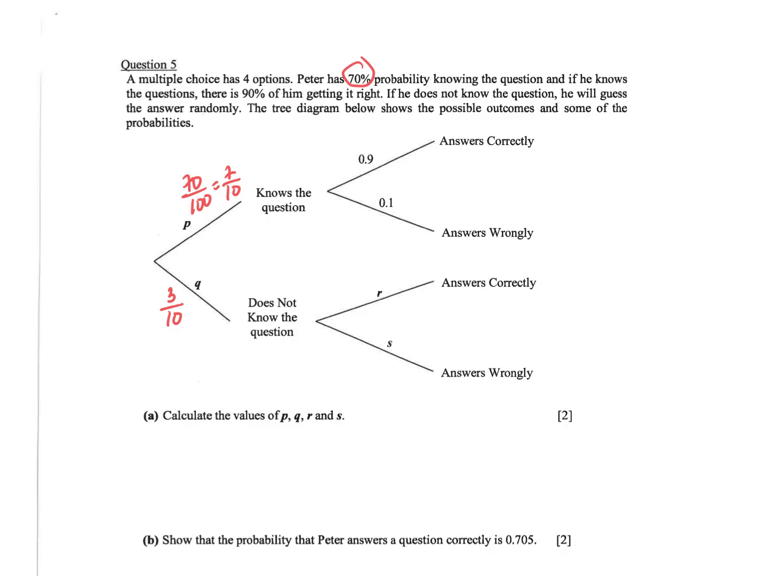Next they say, if he does not know the question, he will guess the answer randomly. So you have 4 options, and if you guess randomly, the chance of you getting it correct is 1 out of 4. The chance of you getting it wrong is 3 out of 4. So these are all the probabilities. P is 0.7, Q 0.3, R 0.25, and S is 0.75.